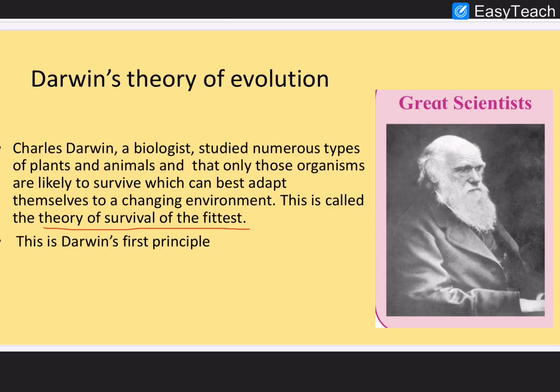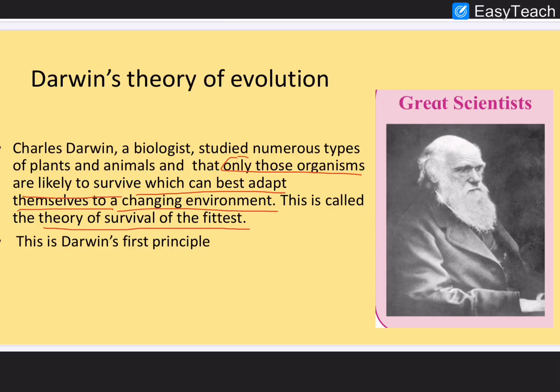The theory states that only those organisms are likely to survive which can best adapt themselves to a changing environment. The changes that occur in centuries, in ages: the animals which are likely to survive are those that adjust to the changes in temperature, water and food. Those animals which withstand these changes are able to survive. Others will die which cannot adjust to the changes in the atmosphere, water, air, etc.